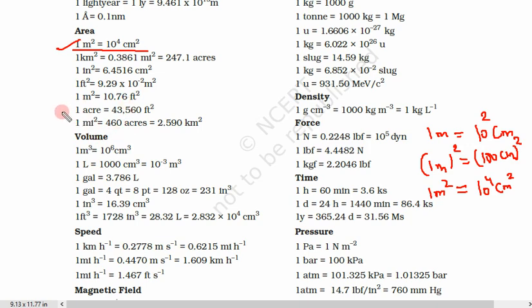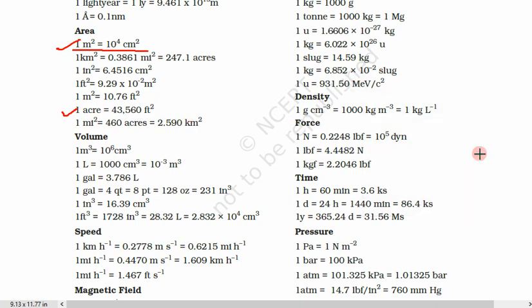But this 1 acre, sometimes you know in common life how much an acre is. Sometimes land is sold in acres. So you must know 1 acre is equal to this many feet square, and feet you can convert with the help of this meter square. In this way you can do the conversion, but most used for physics class is 1 meter square is equal to 10 to power 4 centimeter square.